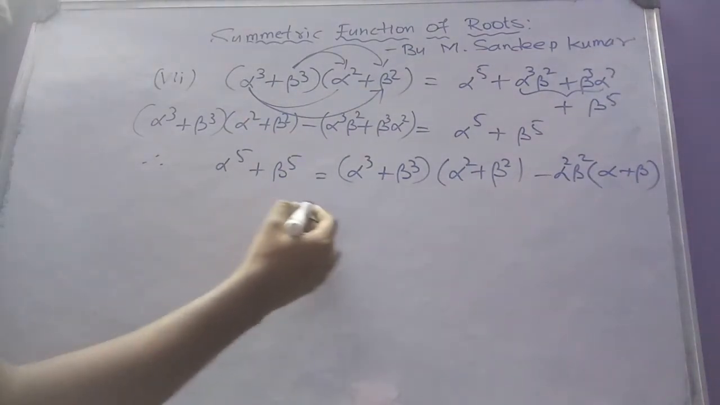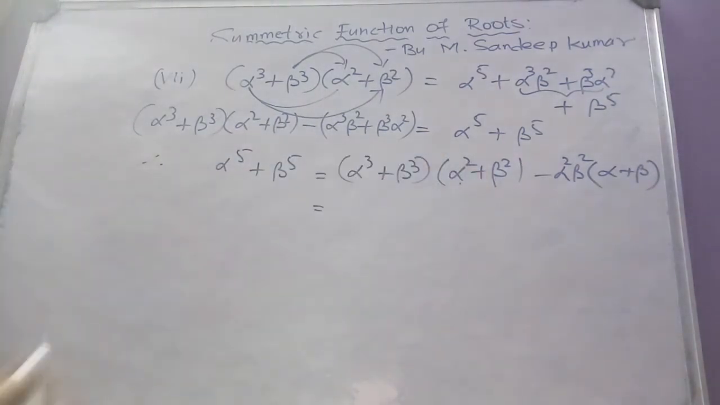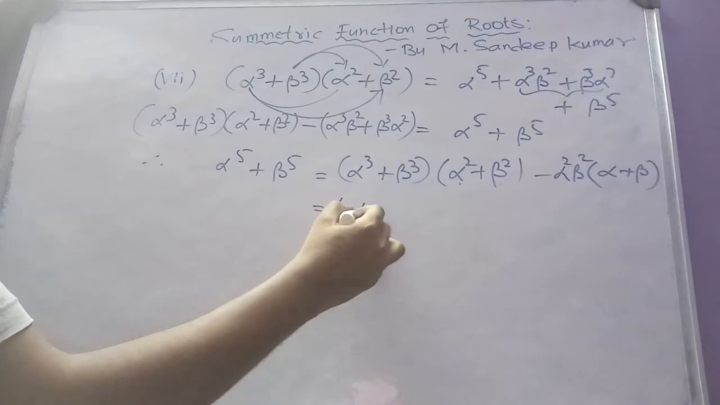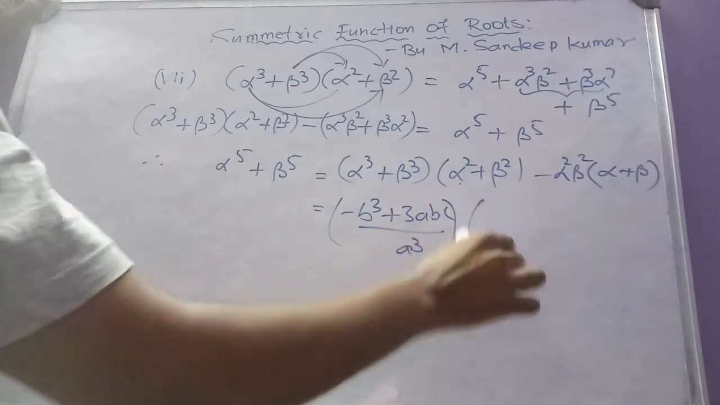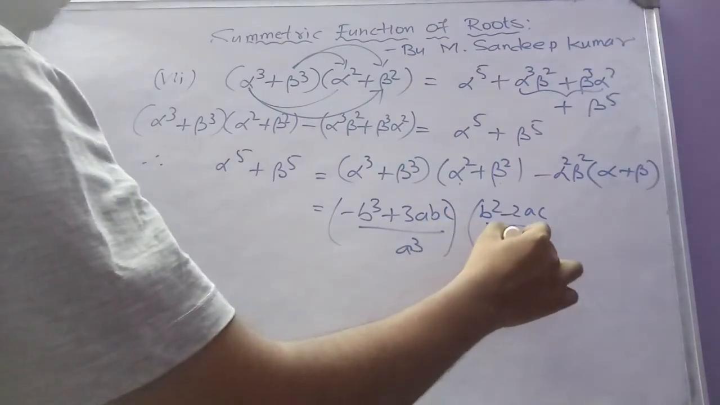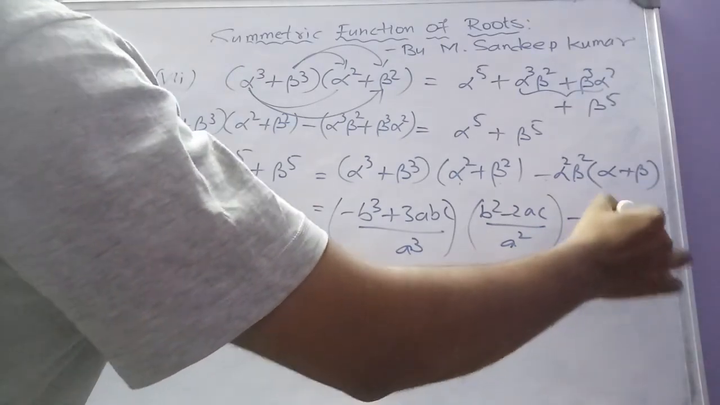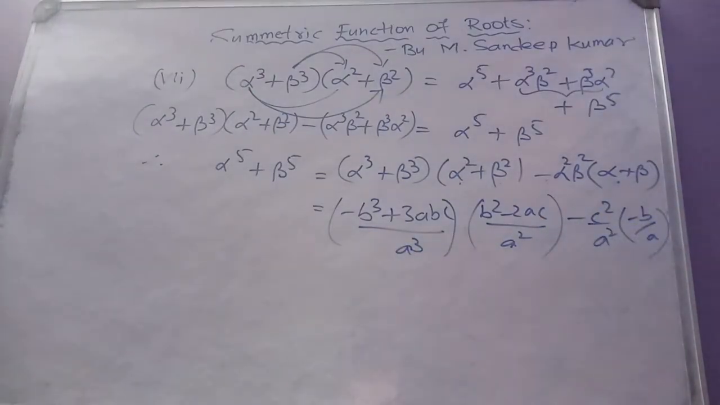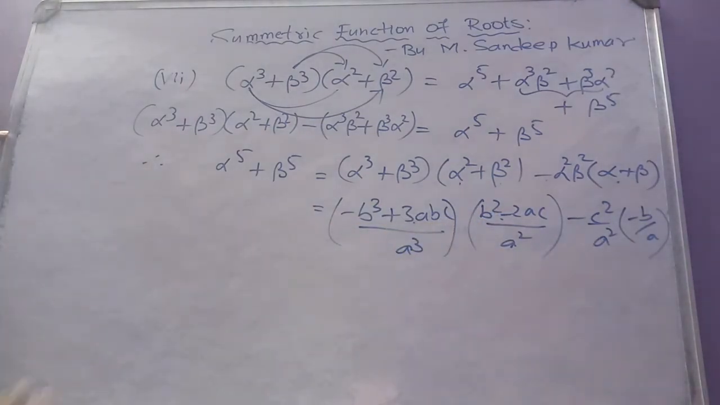Next, dear students, substitute whatever we have found for alpha cube plus beta cube and also alpha square plus beta square. So substitute it. So what is alpha cube plus beta cube? Minus (b cube plus 3abc) by a cube into (b square minus 2ac) by a square. Next minus c square by a square into minus b by a. Solve it. Multiply this binomial and this binomial, and after that get a common denominator. Certainly you will get this. You can do it.